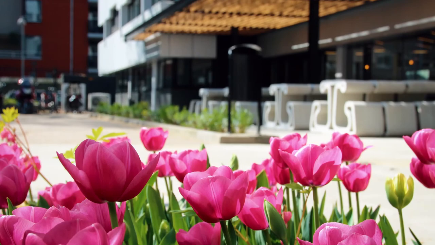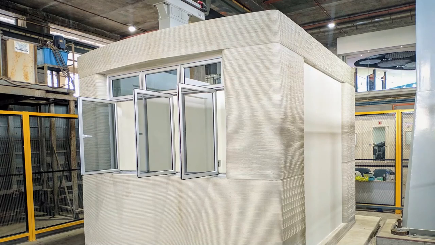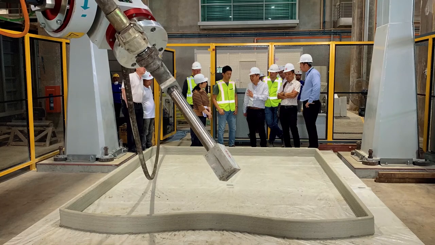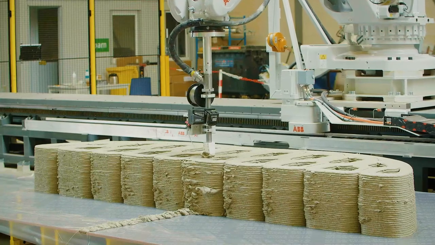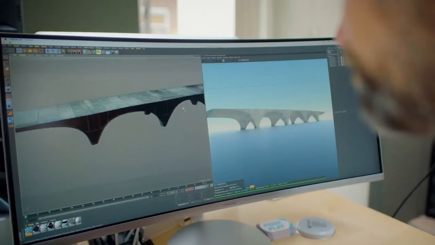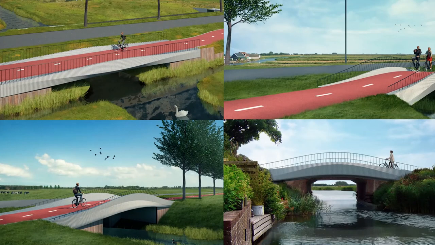We've been involved in many 3D concrete printing projects around the world, and one of which is the Aran Drone Laboratory in Dubai, and we operate the largest gantry printer in Southeast Asia with our team in Singapore. Other projects we've been working on include bridges in Gemert and in Nijmegen, and soon to be built bridges in North Holland.